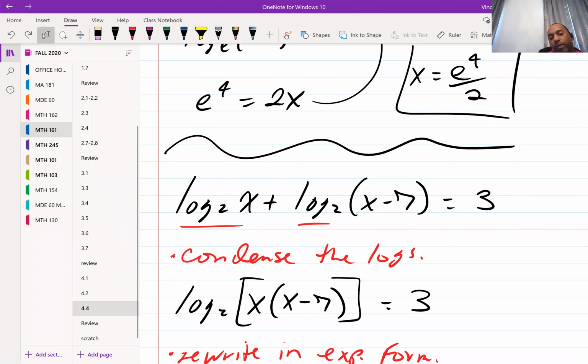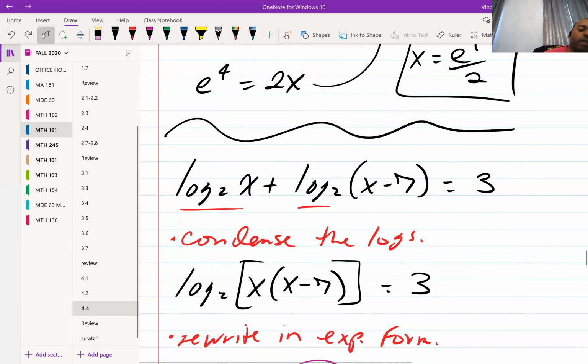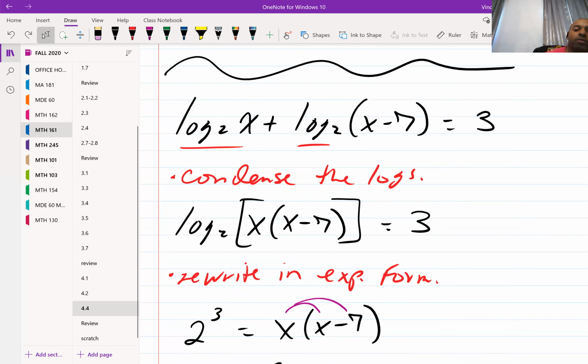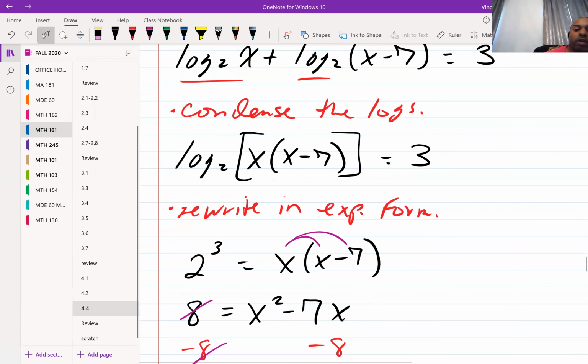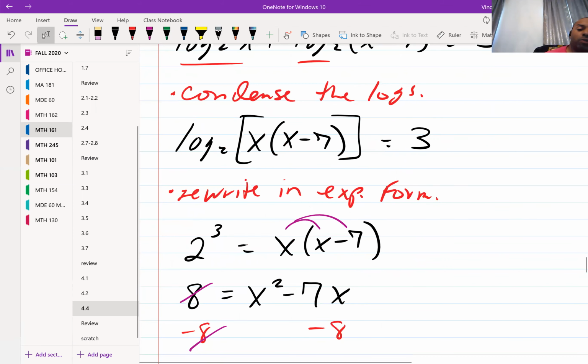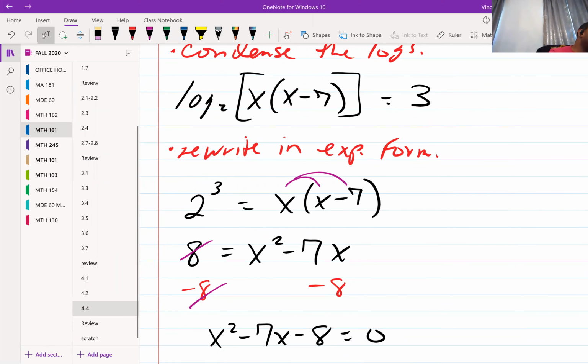But since the bases are the same, you can bring it together as multiplication. Addition means multiplication. So that's x times x minus 7 that's being applied to the log. And now I can rewrite that in exponential form. 2 to the third power equal to x times x minus 7. All right. Now we just solve the quadratic equation the way we normally would, distributing x. That'll give you x squared minus 7x on the right side. Then you want to set one side equal to 0 by subtracting 8 from both sides. That'll give you x squared minus 7x minus 8 equal to 0.